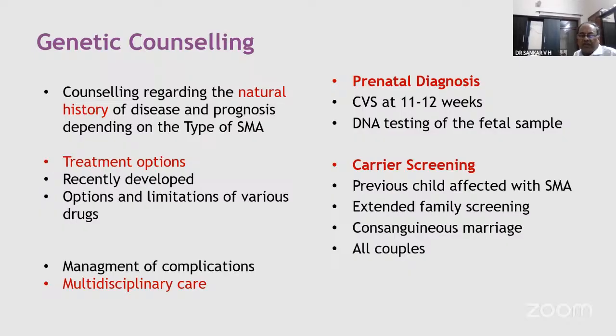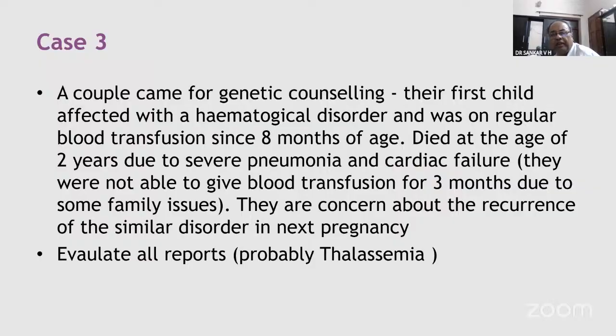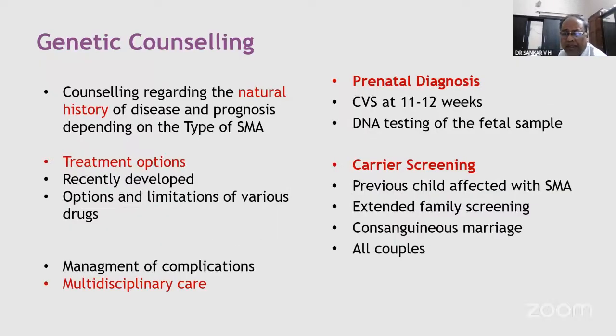So it is better to do a carrier screening. For carrier screening also, we will do the MLPA test. MLPA can detect carriers also. Then we can recommend CVS for prenatal diagnosis. Anything you want to know about SMA? Any doubts?